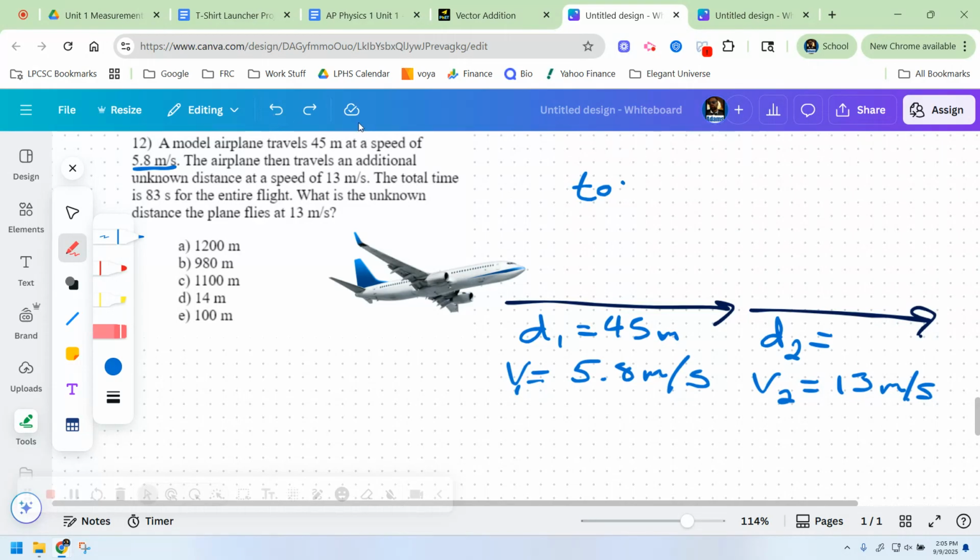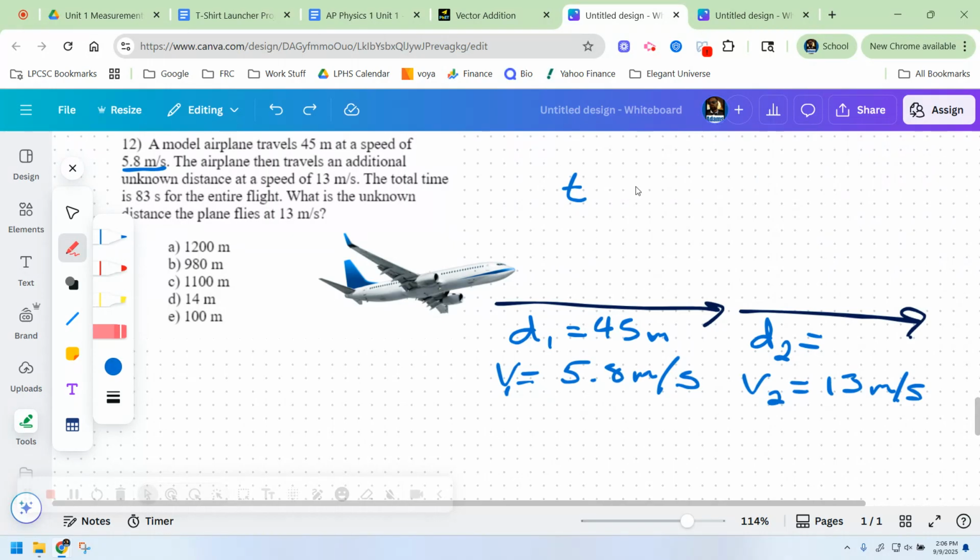Oh, I hate if I write too fast, it screws up the thing. Oh boy, this is so weird. You just gotta give it a second to catch up. There we go. Total time equals 83 seconds. Yeah.